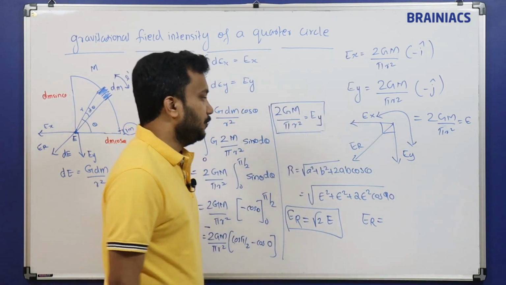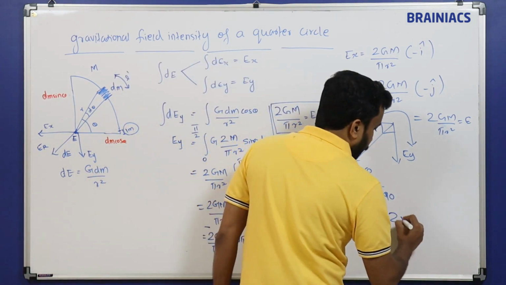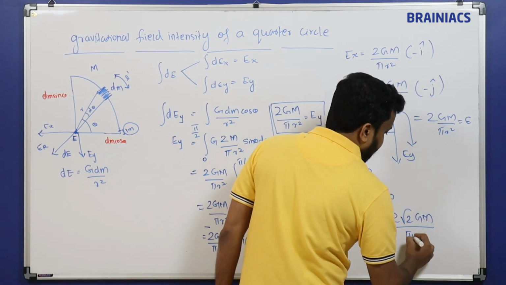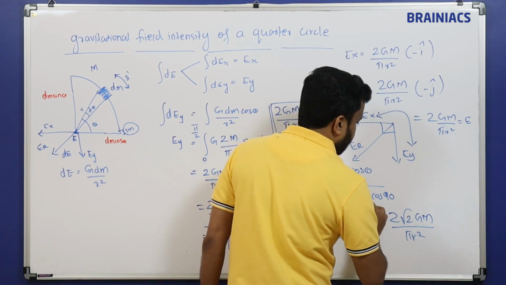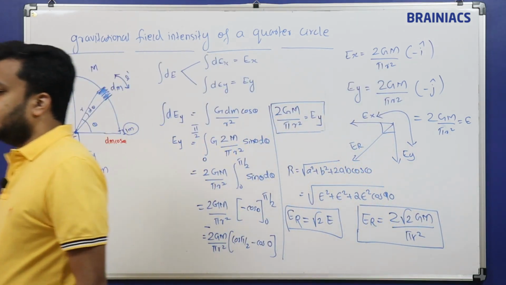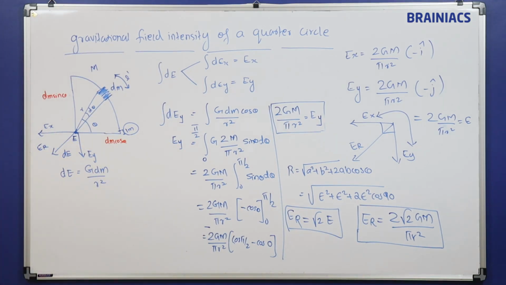or I can write ER equal to, substituting E, 2 root 2 into GM divided by pi r square. This is the equation for the gravitational field intensity for a quarter circle. Okay, gravitational field intensity for a quarter circle.